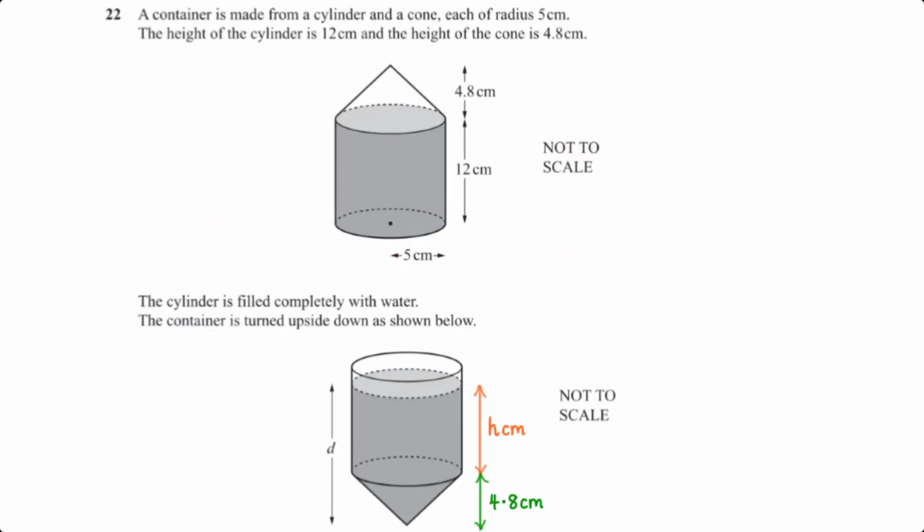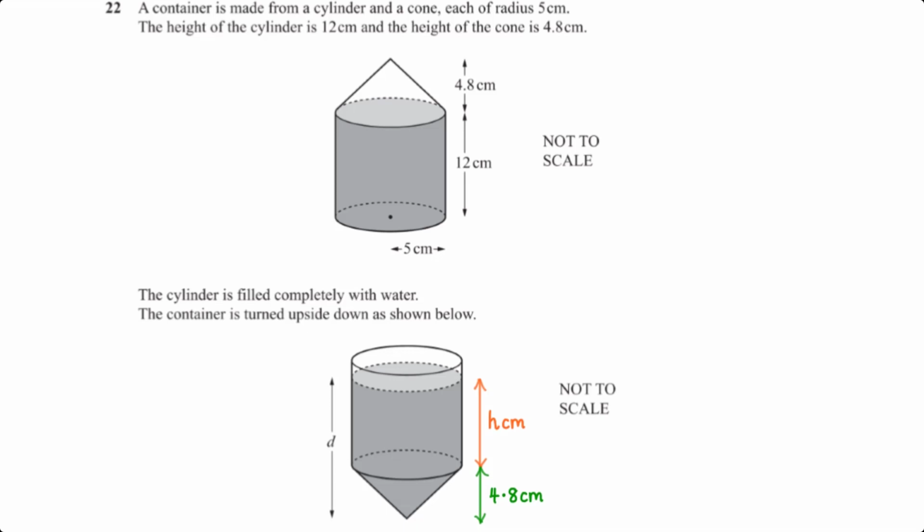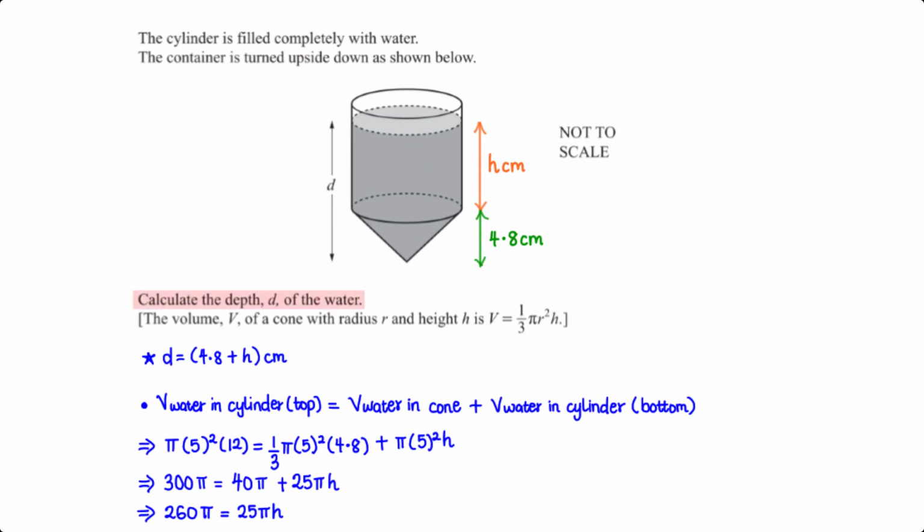A container is made from a cylinder and a cone, each of radius 5 centimeters. The height of the cylinder is 12 centimeters and the height of the cone is 4.8 centimeters. The cylinder is filled completely with water. The container is turned upside down as shown below. Calculate the depth d of the water.